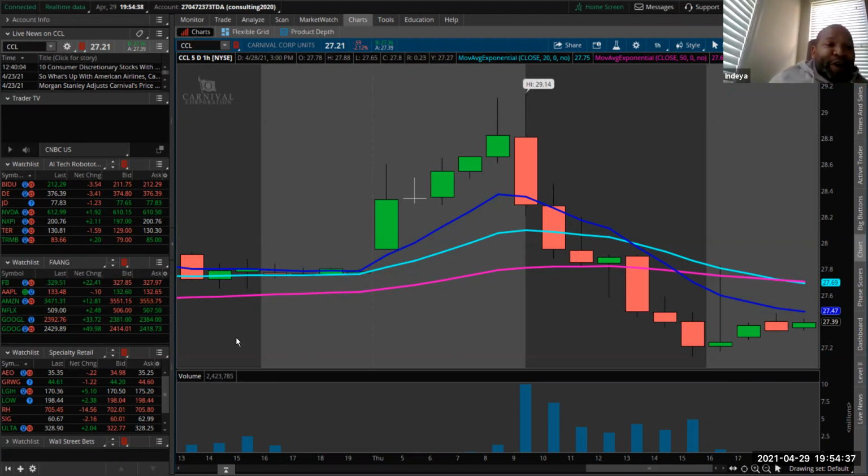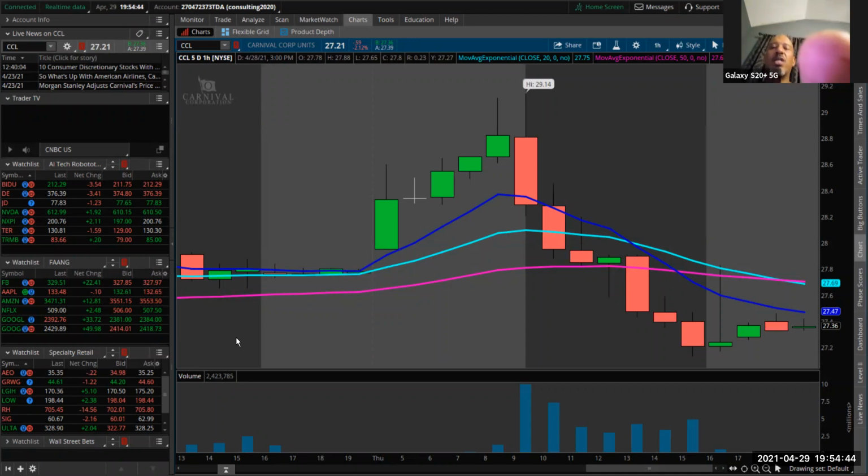So this is very important, y'all, because you can find this reversal in every, I mean every chart. It's a 99.9% chance this is gonna happen.